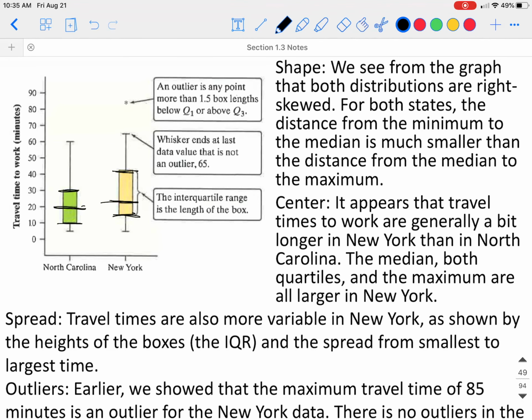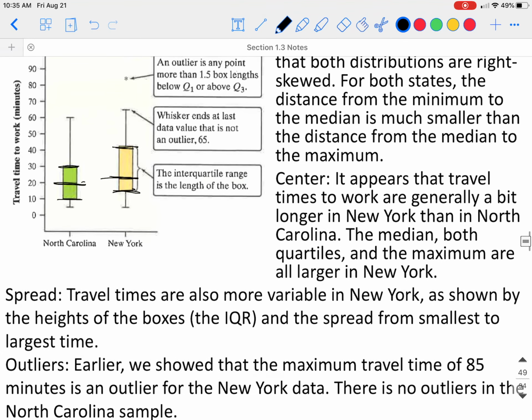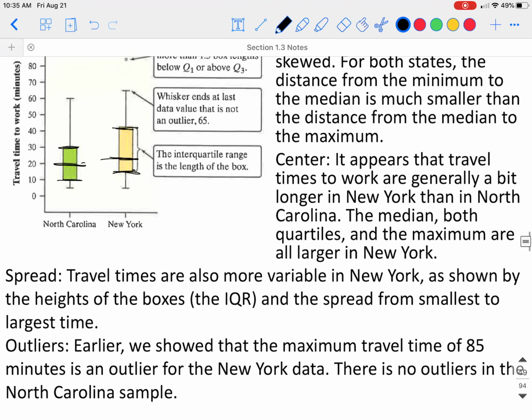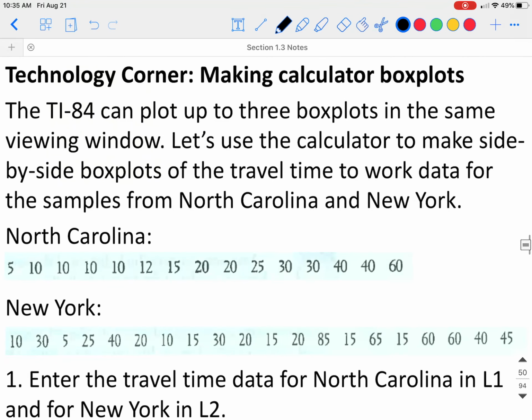Neither of the data sets have any outliers, so there are no outliers to discuss. Now we can make box plots on a calculator. If you use a TI-83 or 84, you can put the data into your calculator and make your graphs.